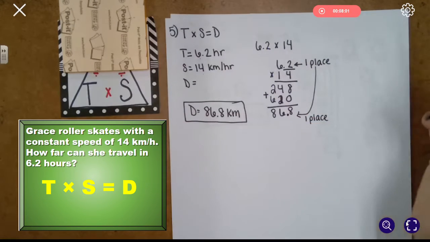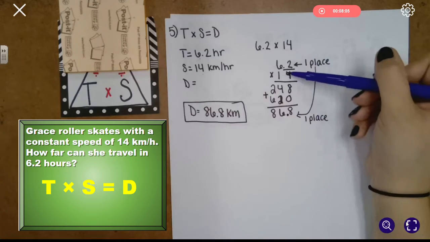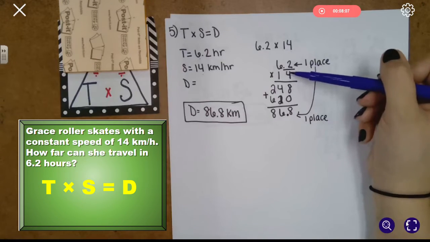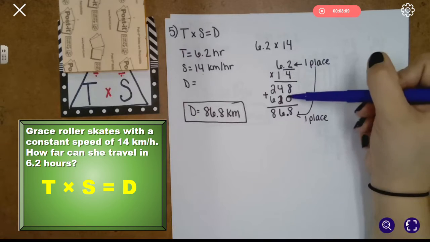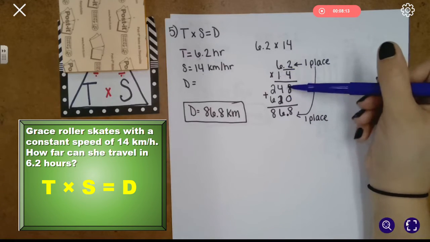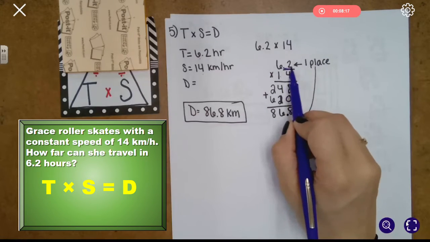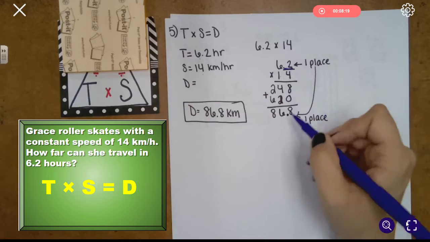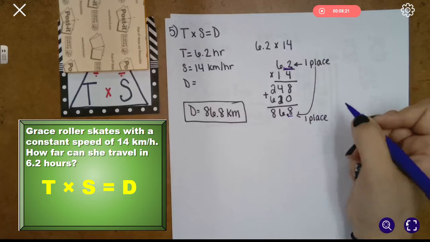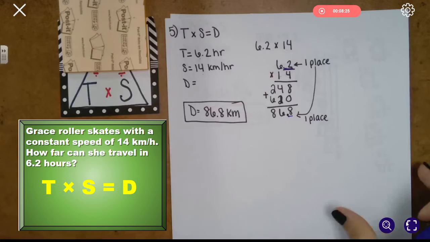6.2 times 14. We do our ones. 4 times 2, 4 times 6. Then we add our 0. 1 times 2, 1 times 6. Add everything up. Again, 1 decimal place in our problem, 1 decimal place in our answer. Your answer should be 86.8 kilometers.